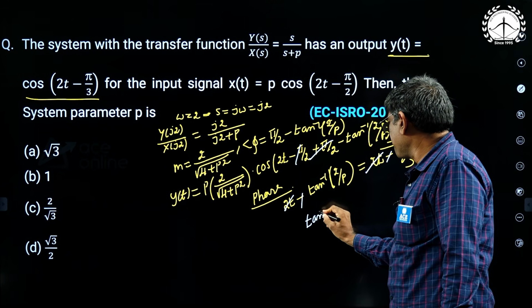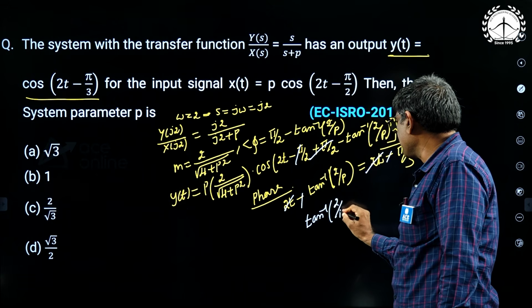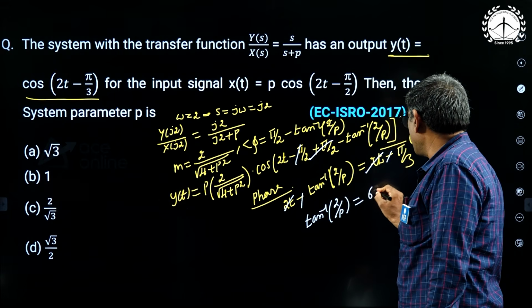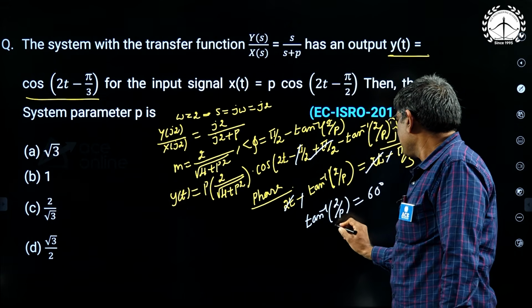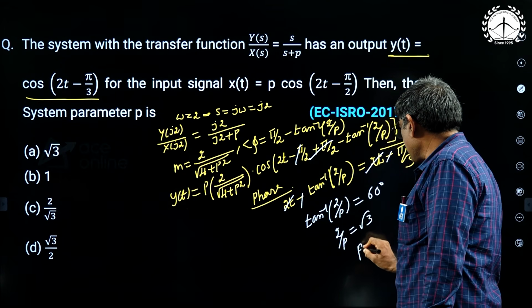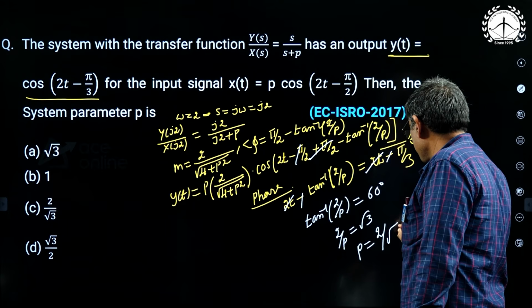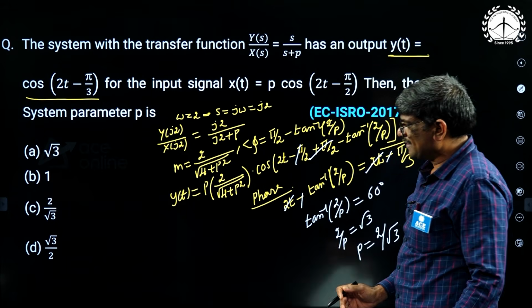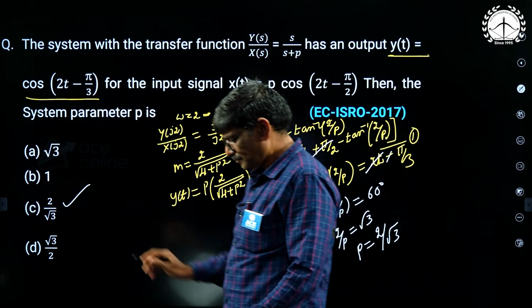Tan inverse, you can compare with the magnitude also, and you will get the same answer. 2 by p equal to 60 degrees, pi by 3. Tan 60 is root 3, so p equal to what? 2 by root 3. 2 by root 3 is the answer. That means the answer is C.